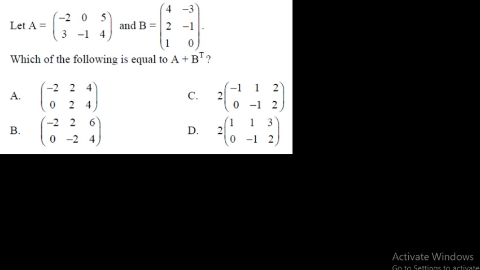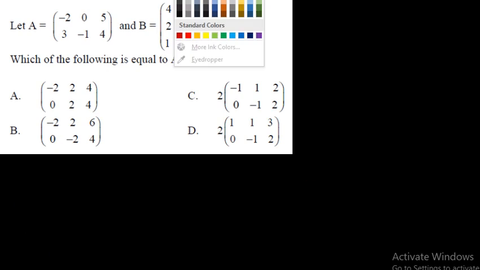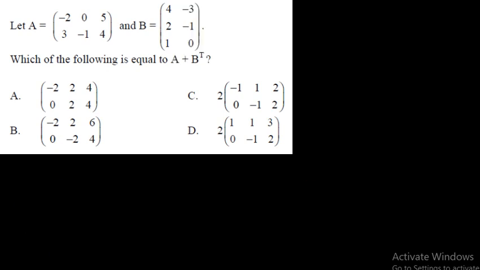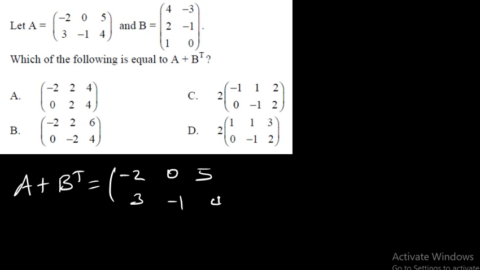The next question, we have two matrices here. The first matrix is A, a 2 by 3 matrix, and the second one is a 3 by 2 matrix. We are asked to find A plus B transpose. That means, what's A? Let me write it. -2, 0, 5, and 3, -1, 4.